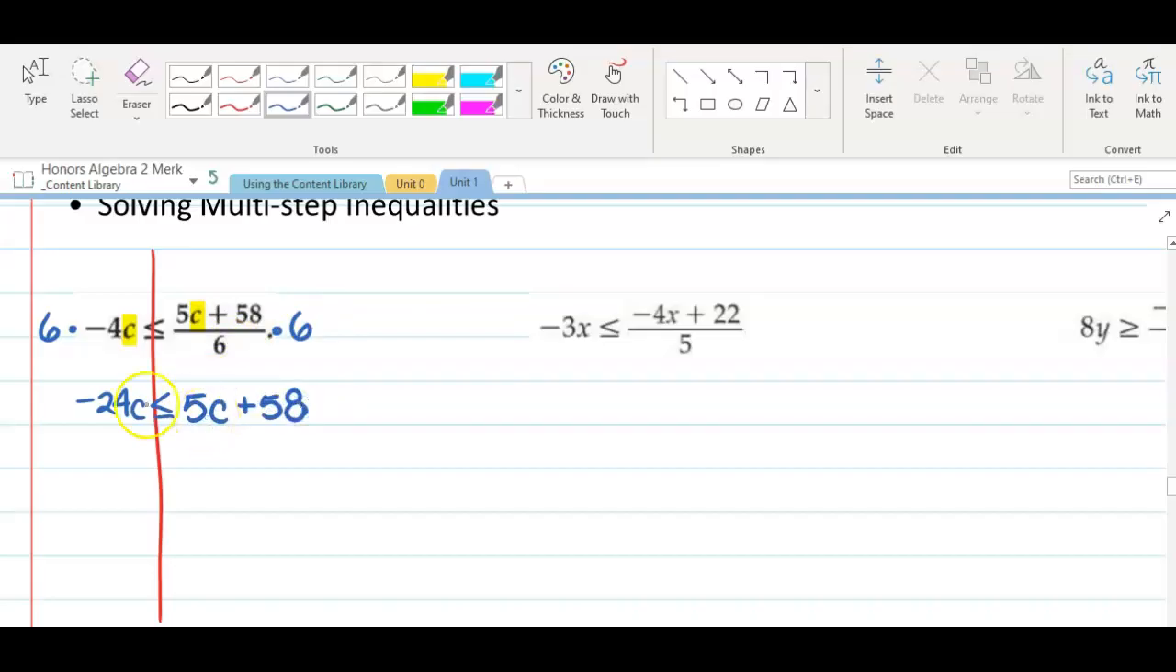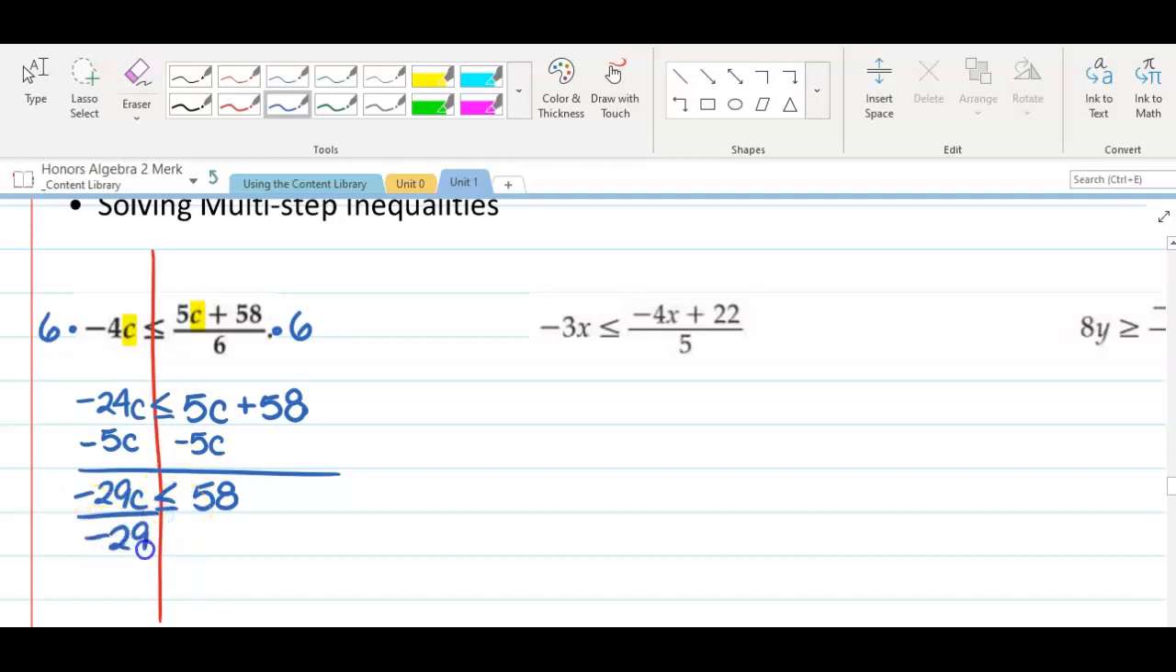Again, I prefer to keep my letters on the left, so I'm going to subtract 5c because I need to get the c terms together. That gives me negative 29c is less than or equal to 58. Now you might say, wait a minute, that was a minus 5c. Yes, but we are subtracting it. We are not multiplying or dividing by it, so we're not going to flip the symbol.